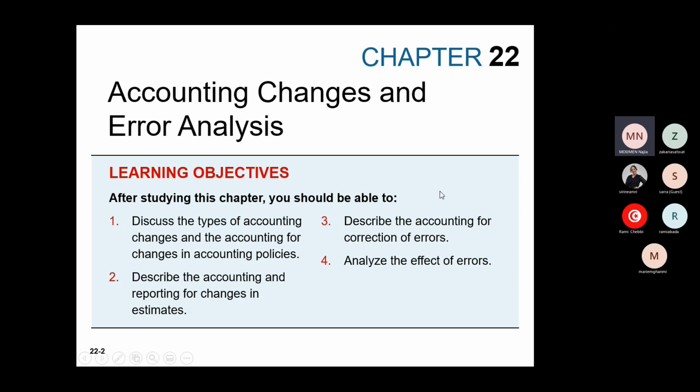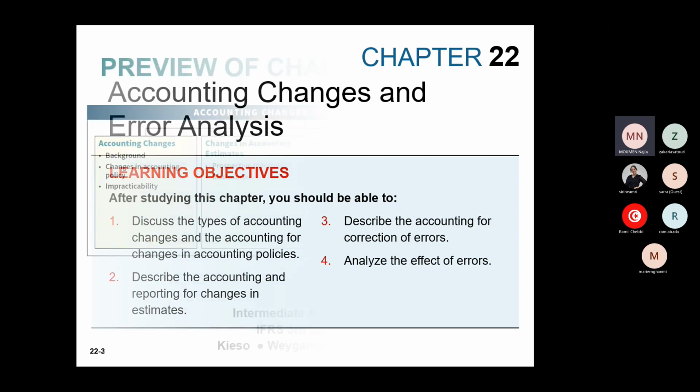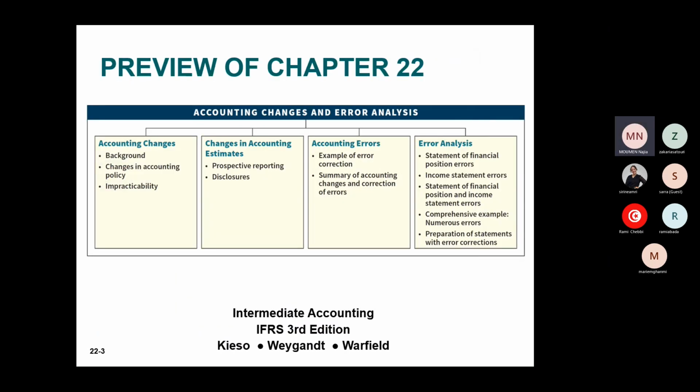And then we also have to consider separately the correction of errors, okay? And we continue with the errors because it is really important. We have to know how to analyze the effect of errors and, in particular, how to correct for these errors, because it is a little bit complicated. It depends on different situations, different scenarios, okay? So let's start first with the accounting changes. And we'll talk about the change in accounting policy, as I said, and the change in accounting estimates, okay?